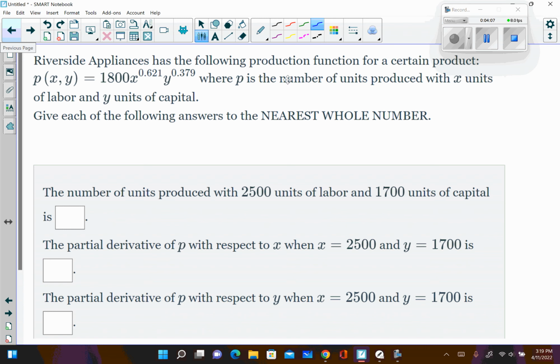Riverside Appliances has the following production function for a certain product. P is a function of x and y. P is the number of units produced with x units of labor and y units of capital.